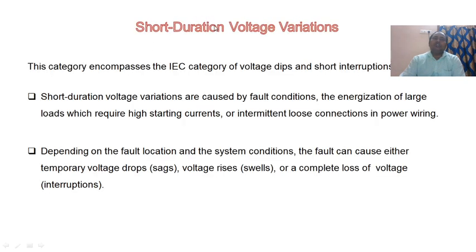So what is meant by short duration voltage variation? Greater than 1 minute we treat as a long duration voltage variation, so which is treated as a short duration voltage variation? The category encompasses the IEC category of voltage dips and short interruptions. Short duration voltage variations are caused by fault conditions, the energization of large loads which require high starting currents, or intermittent loose connections in power wiring. Depending on the fault location and the system conditions, the fault can cause either temporary voltage drops or voltage rises, or a complete loss of voltage, interruptions. These are the short duration voltage variations.